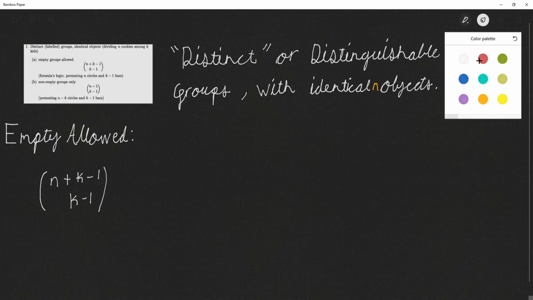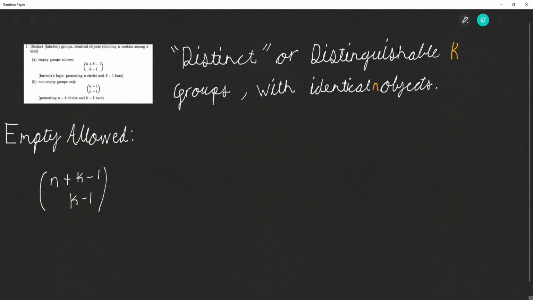So if we made an example, let's say we had 7 cookies, and we want to split it up into 3 kids. Well, how we're going to use this formula is our n is our amount of objects, which is the amount of cookies, which means it's going to be 7 plus our number of groups, which is 3, minus 1, choose 3 minus 1, which will give us 9, choose 2.